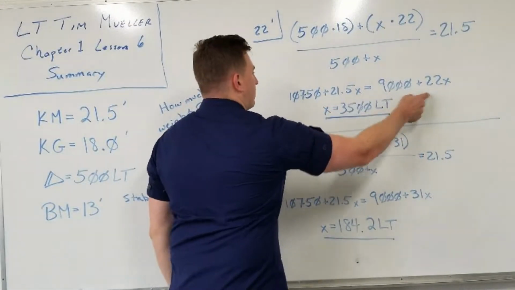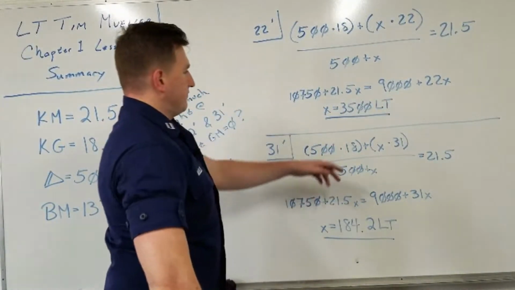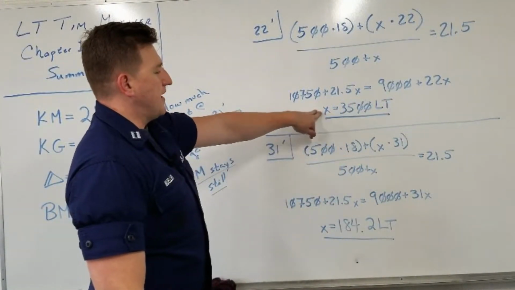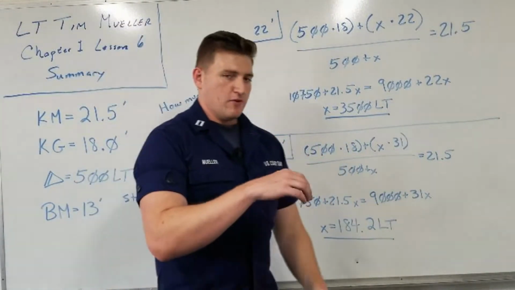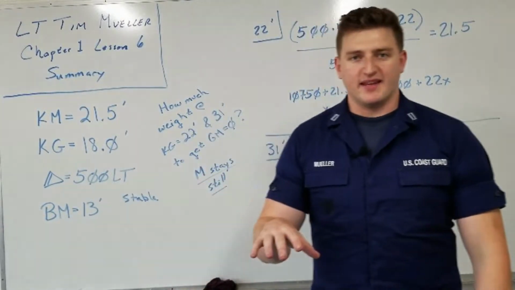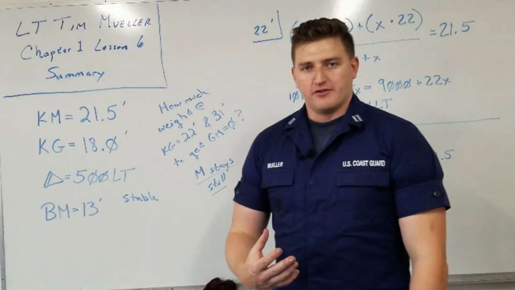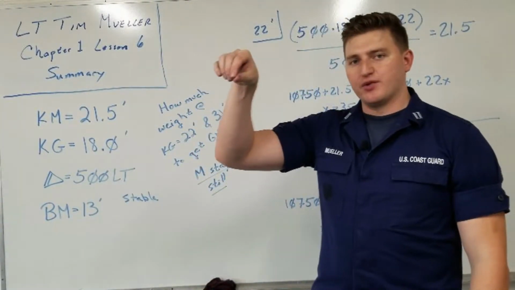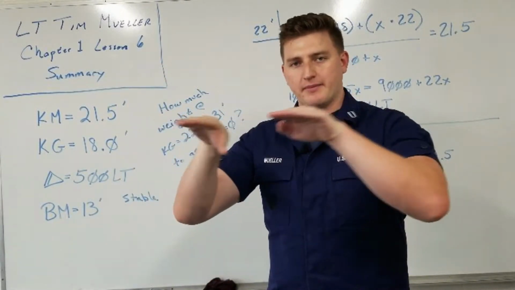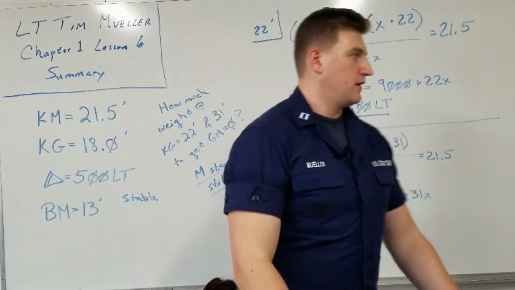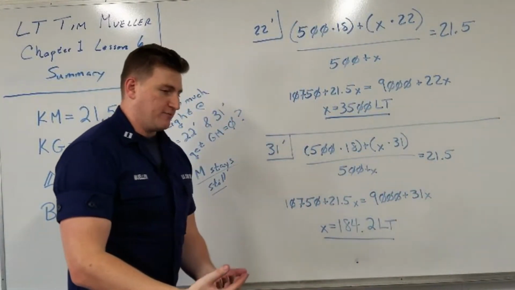Bringing this x over, bringing this 9,000 over, you'll solve for x, and x equals 3,500 long tons. That means with a ship with a center of gravity at 18, if we add 3,500 long tons at a position 22 feet above the keel, that is going to make that center of gravity come up to where the metacenter is. Okay, cool. That's a lot of weight to put there.